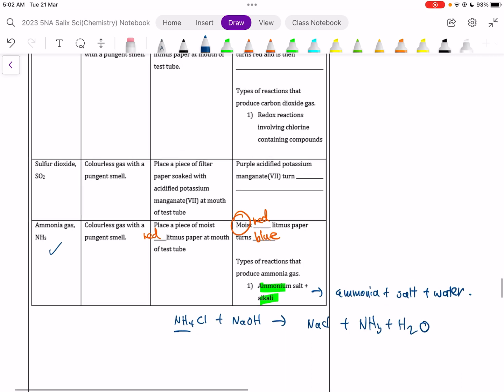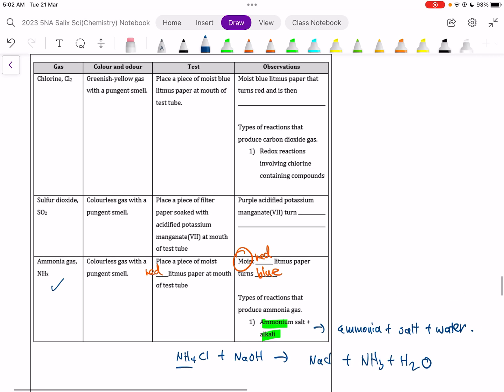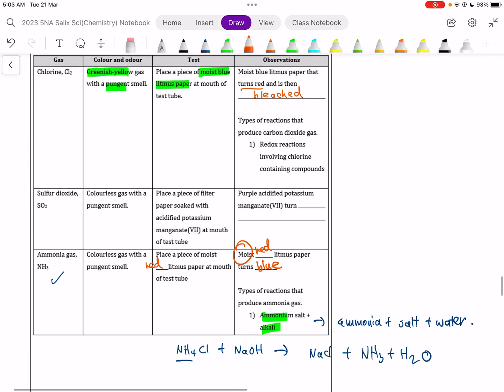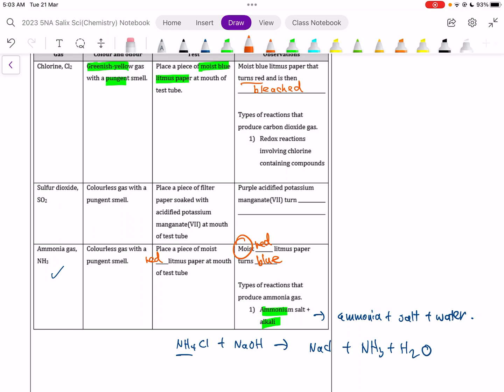Then for chlorine gas, it is greenish yellow with a pungent, swimming pool kind of smell. You use a moist blue litmus. The moist blue litmus will turn red and then get bleached. Then sulfur dioxide is colorless.